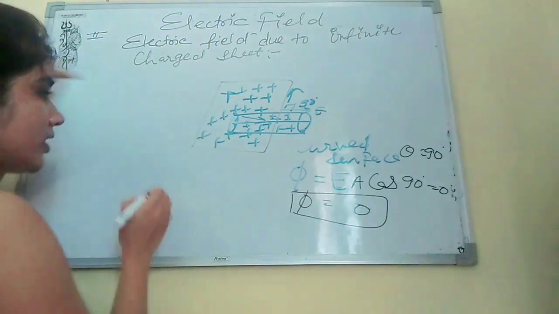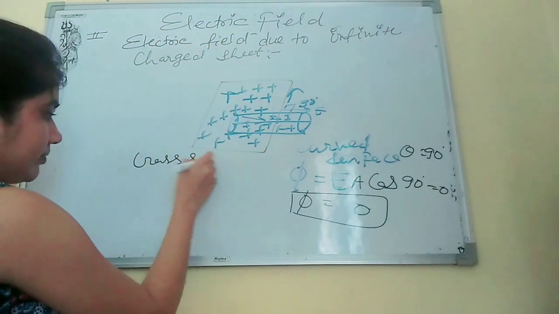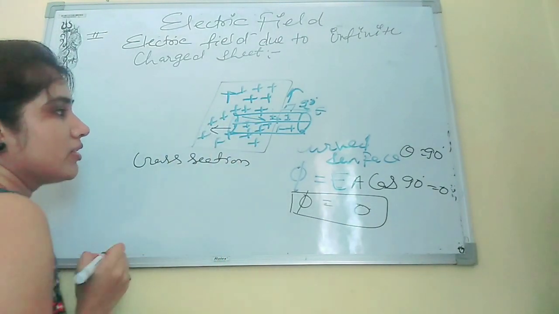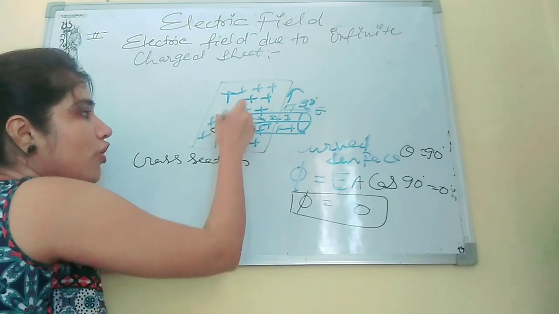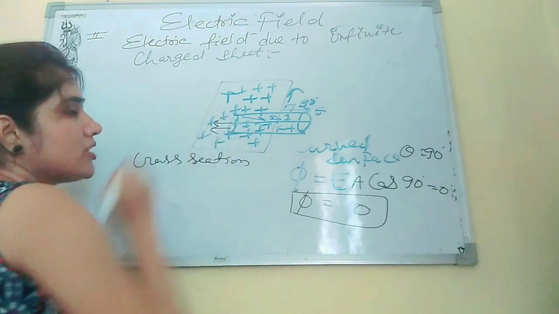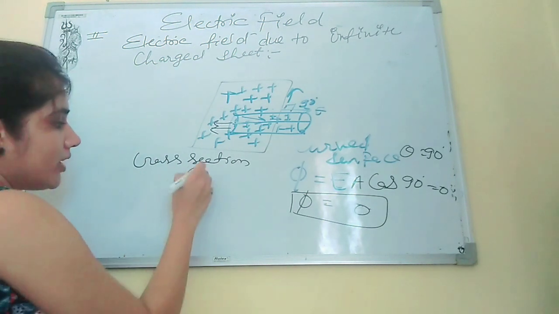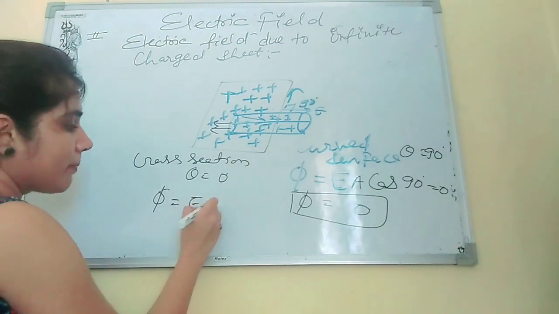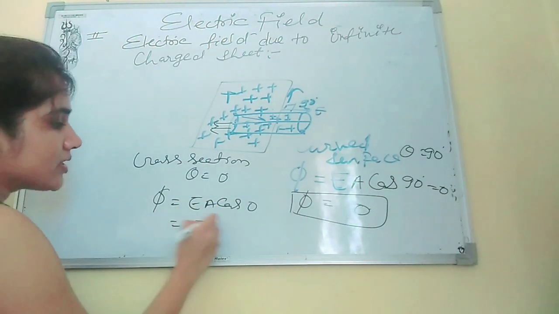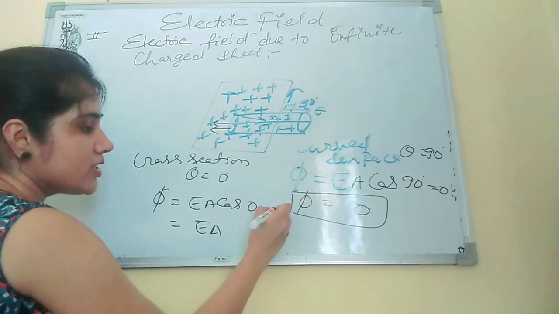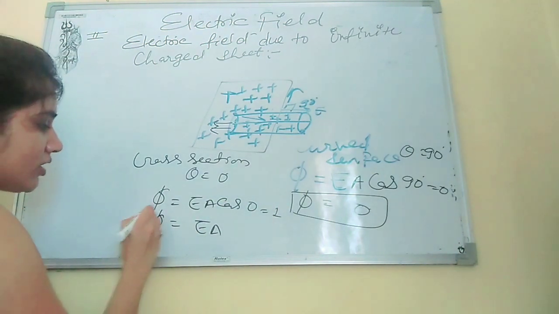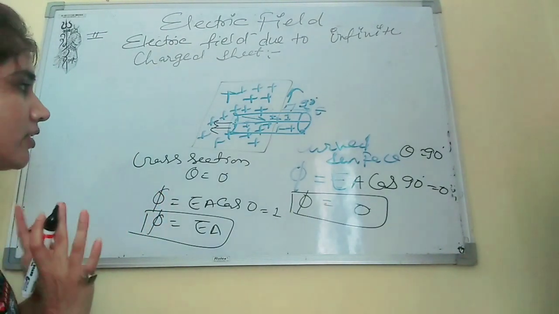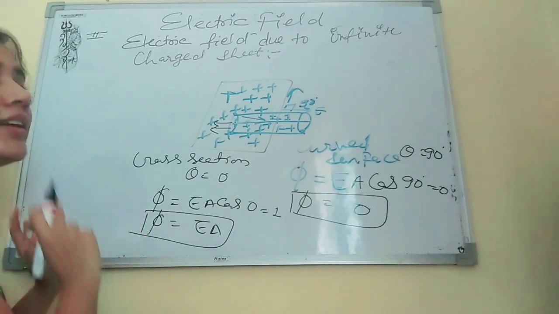Now in the cross section area, the direction of the electric field is in this direction and the area of this cross section will be in this direction. So both will be parallel. Then theta will be 0 degrees. So the flux will be EA cos 0, which is EA because the value of cos 0 is 1. So in this condition we are getting phi. Now we have clarity, so we will find the electric field.